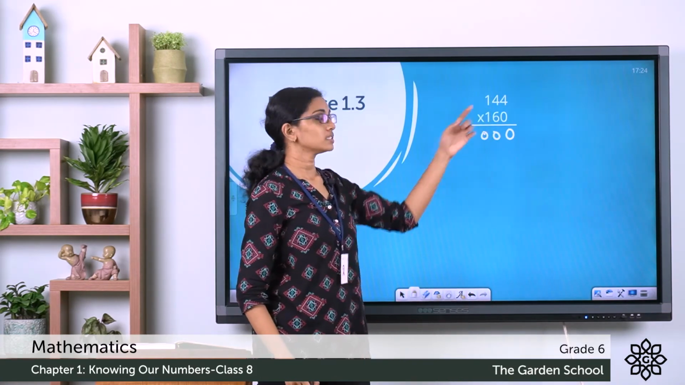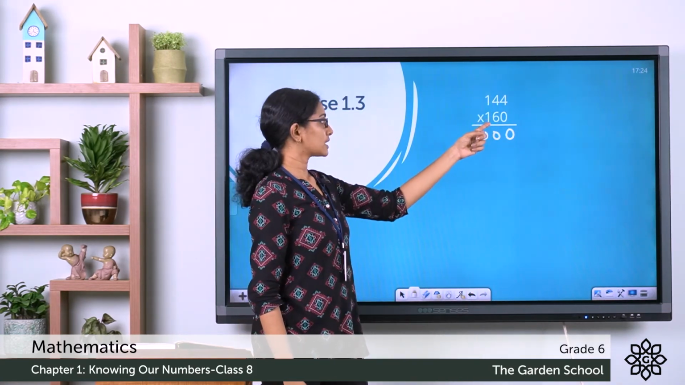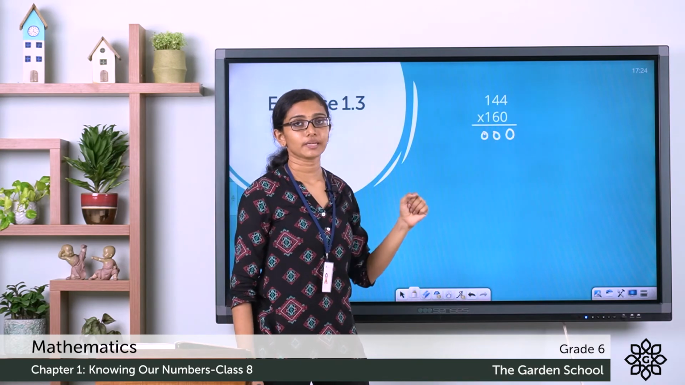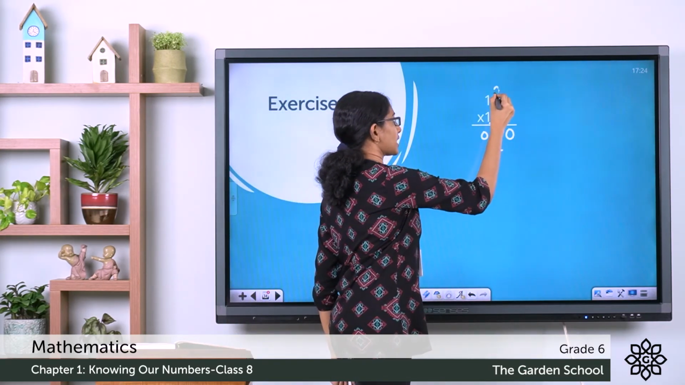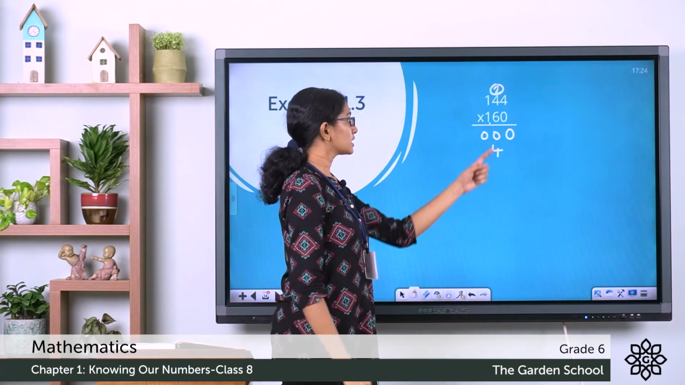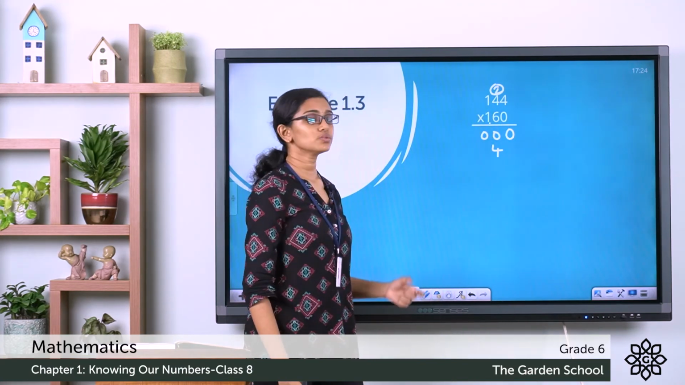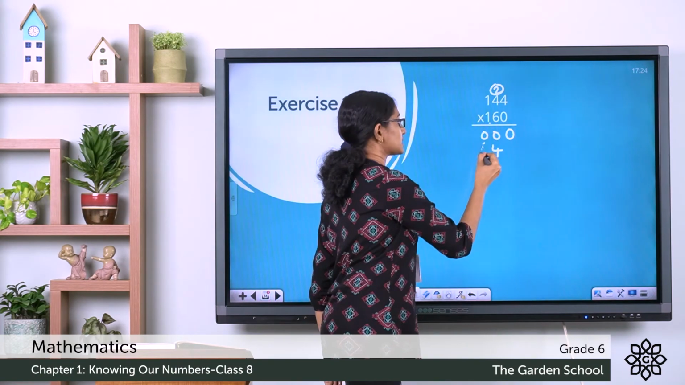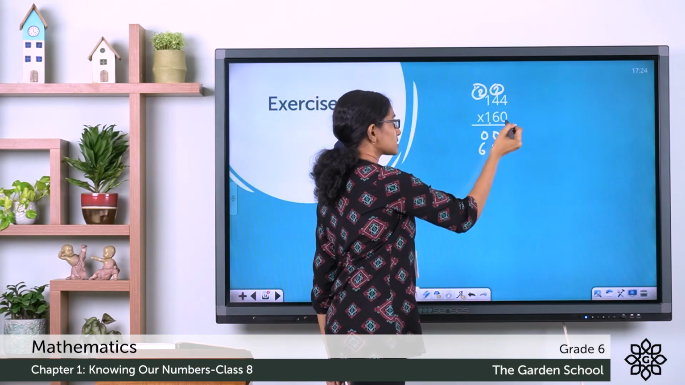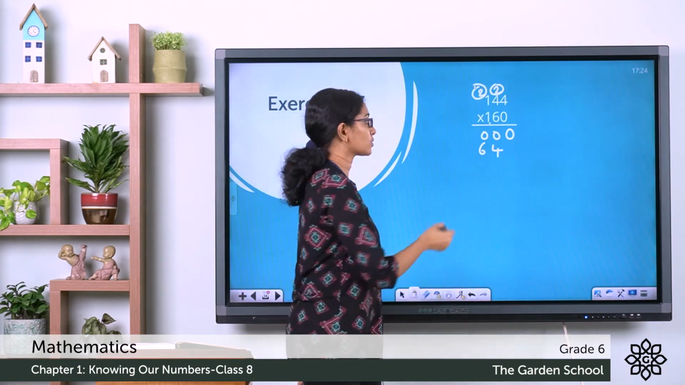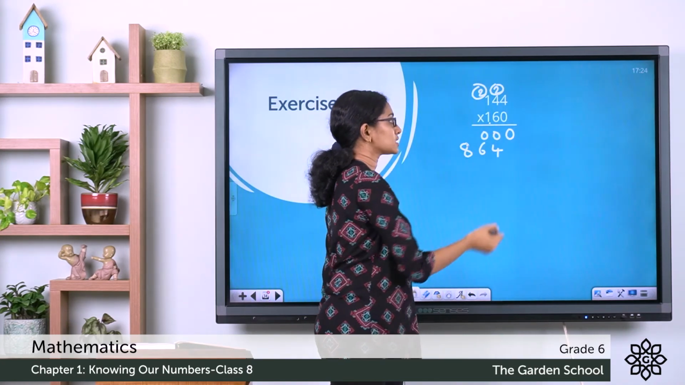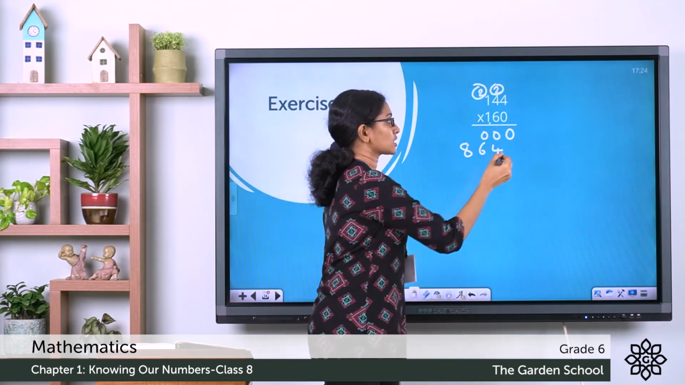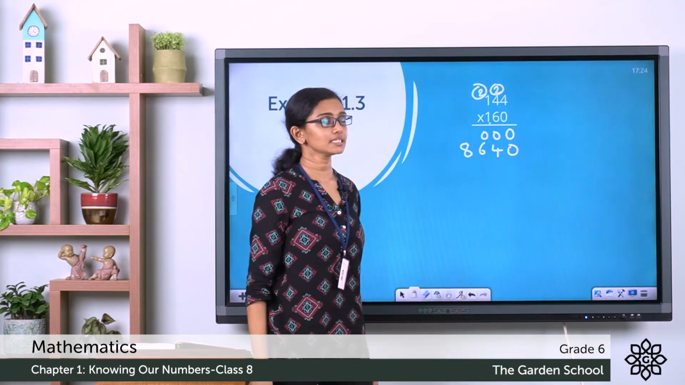Now the second product. Tens digit into each digit of the multiplicand. That is 6 into 4 equals 24. Carry over 2 to the next place. 6 times 4 is equal to 24 plus 2 equals 26. Again a carry over. 6 ones are 6 plus 2 equals 8. So since we multiplied by 6 tens, we need to insert 1 zero at the end to correct the places.